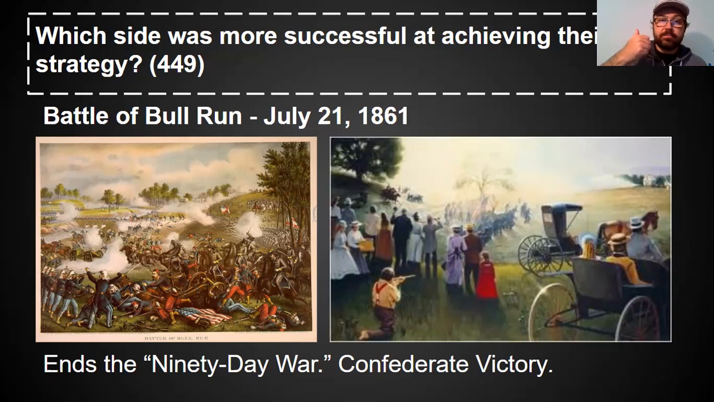We have a stronger economy. We have industry, we have factories, we have more men, we have more money. We have a government that exists, we have a military that exists. The Confederacy is kind of a joke. Well, they definitely underestimated the Confederates. And the first battle of the Civil War, just called the Battle of Bull Run, happens in July of 1861, and is kind of a sign of that.